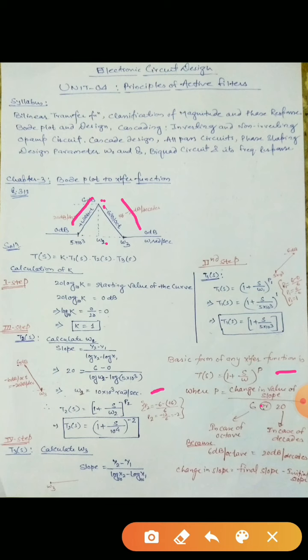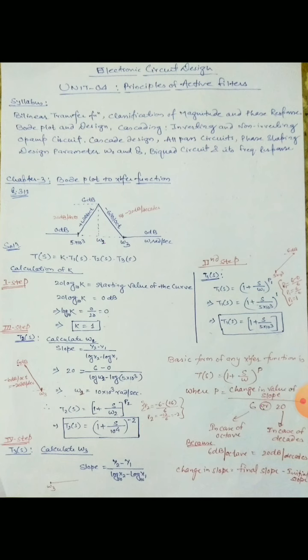Initial slope is plus 6 dB per octave. So the complete change is final slope minus initial slope: minus 6 minus plus 6, that is minus 12, divided by 6. So P2 will be equal to minus 12 divided by 6, which is equal to minus 2. So here the value of the exponent is minus 2. So the calculated value of T2 of s is 1 plus s by 10 to the power 4, to the power minus 2. So two parameters we have calculated.